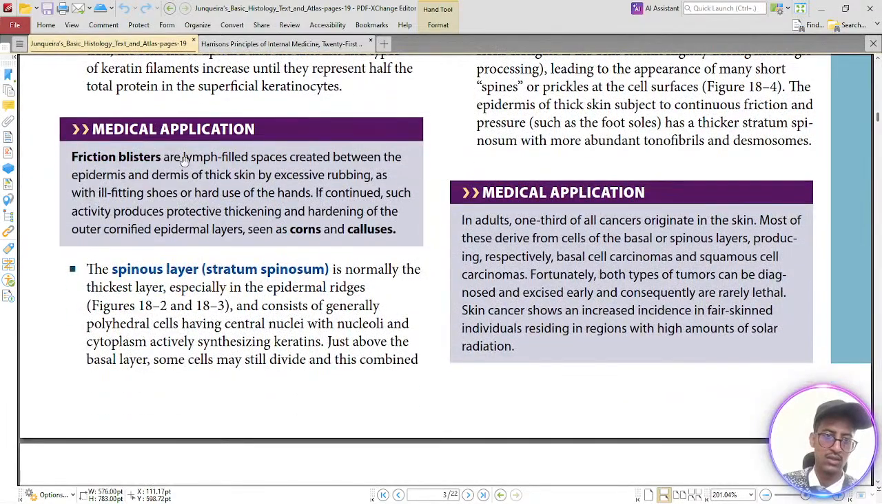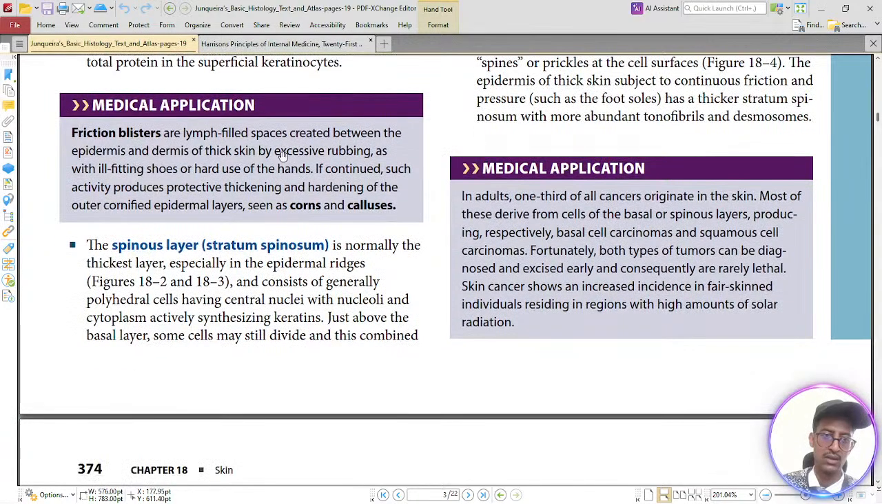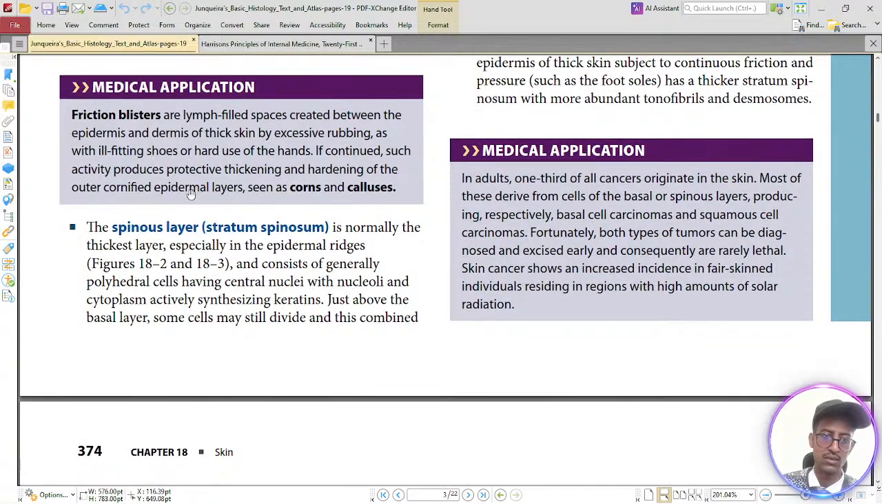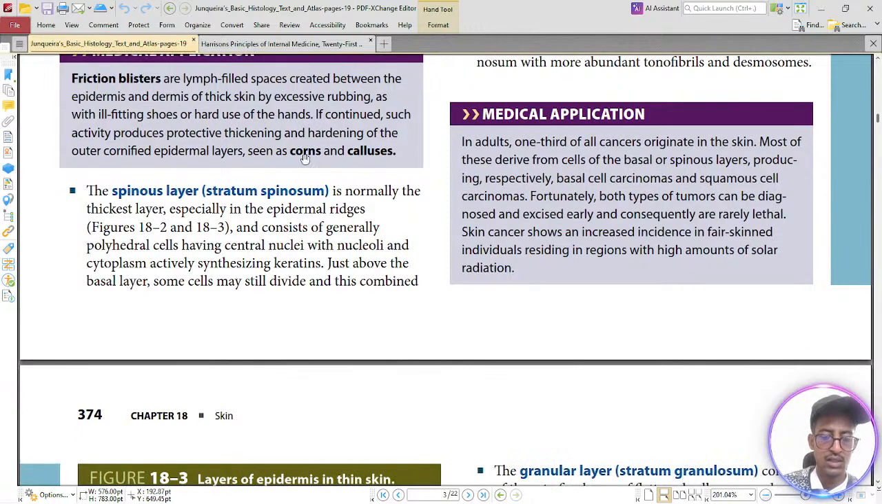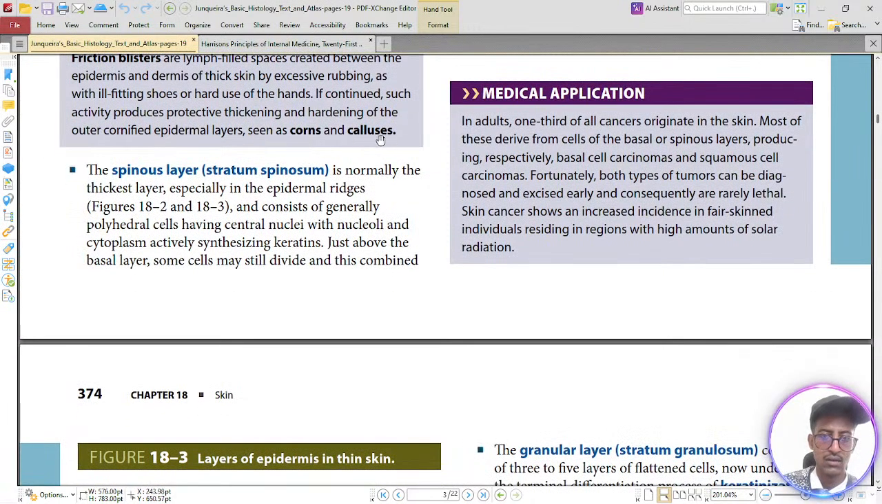Friction blisters are lymph-filled spaces created between the epidermis and dermis of thick skin by excessive rubbing, as with ill-fitting shoes or hard use of the hands. If continued, such activity produces protective thickening and hardening of the outer cornified epidermal layers, seen as corns and calluses.